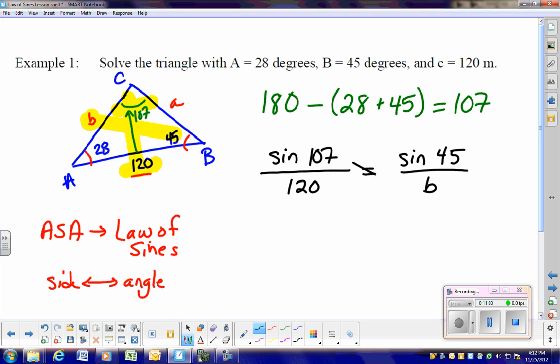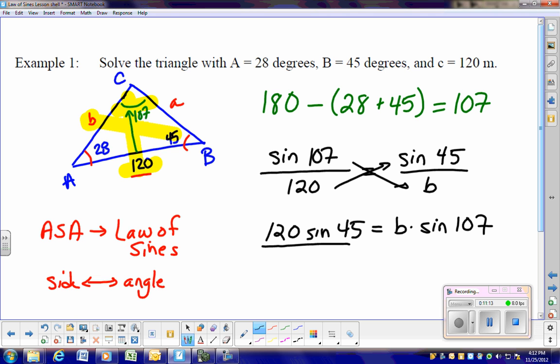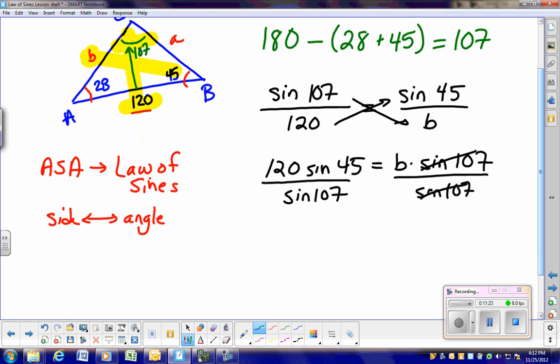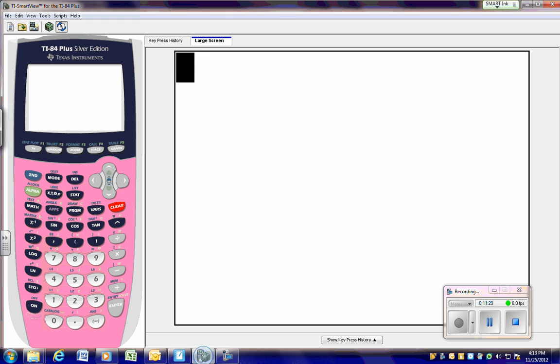You will cross multiply: 120 sine of 45 equals b times the sine of 107. And then I'm going to divide both sides by the sine of 107 degrees. These will cancel out, and I will get that b is whatever this part on my calculator tells me: 120 sine of 45 over sine of 107.